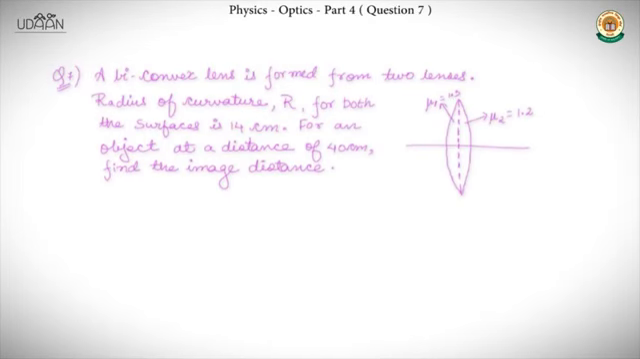A biconvex lens is formed from two lenses. From the setup, we can see that both of these are in contact. The radius of curvature R for both the surfaces is 14 centimeters. We are also given the refractive indices of both the separate lenses. For an object at a distance of 40 centimeters, find the image distance.